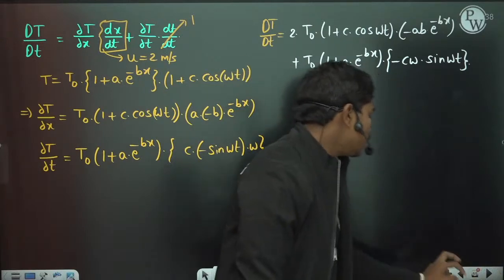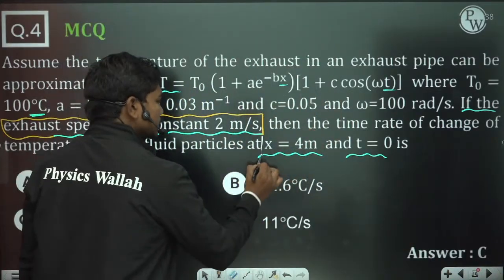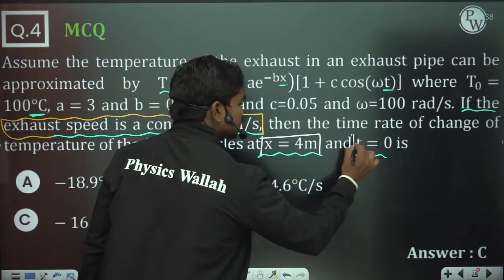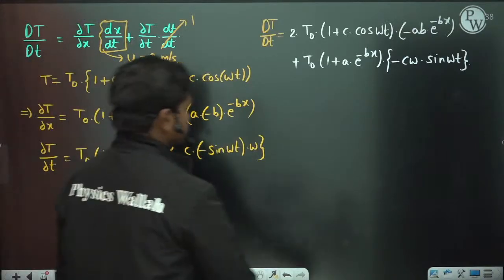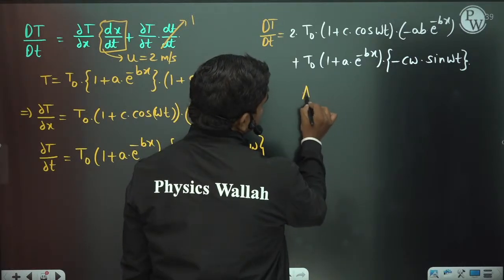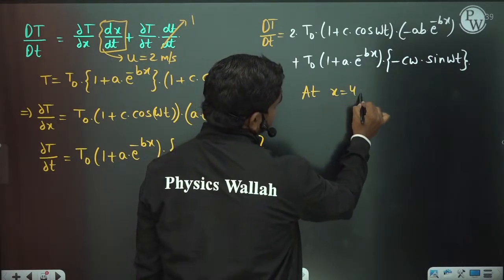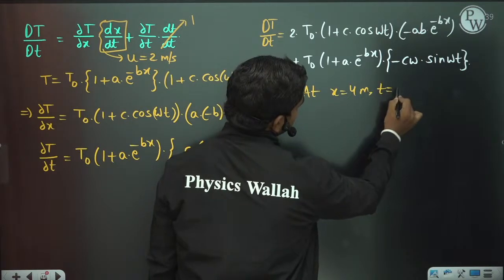They are asking you the change of this temperature at x equal to 4 meters and time t equal to 0. Correct? So let us keep x equal to 4 and t equal to 0, at x equal to 4 meters and t equal to 0 seconds.